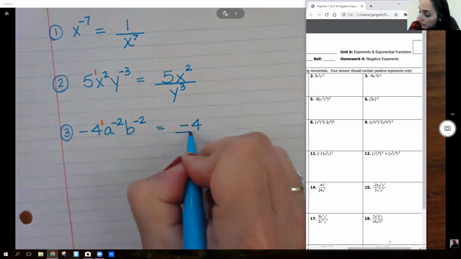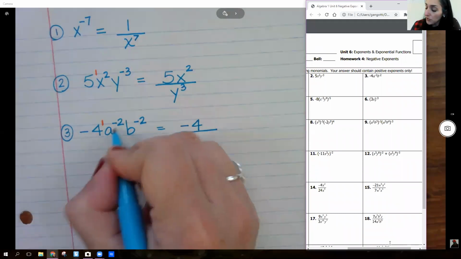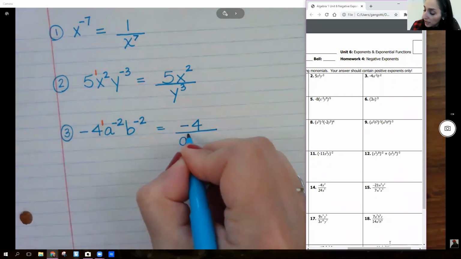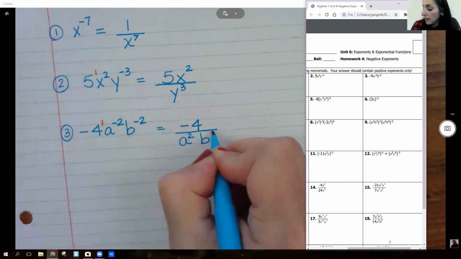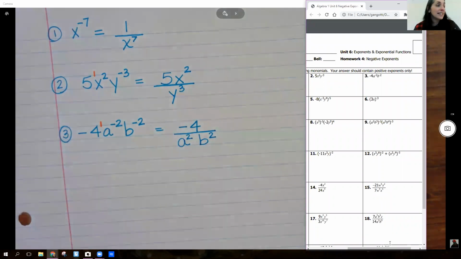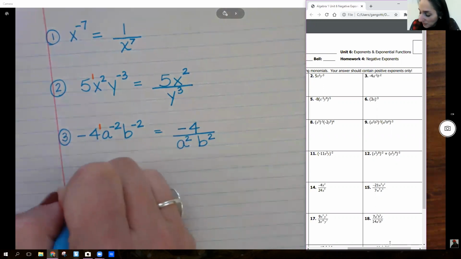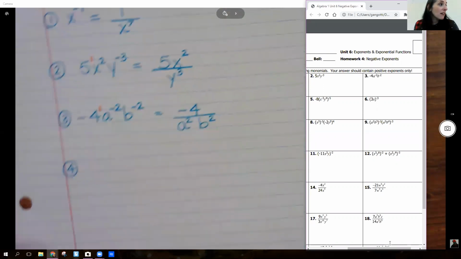Now draw the fraction bar. Move the A down to the bottom and throw the negative away. Move the B down to the bottom and throw the negative away. That's as far as we can go because you have two different bases, and that's your answer. And that -4 is perfectly fine in the answer. It's not an exponent, so it's just a -4. Okay? Okay, I hope so. Let me know if you have a question.